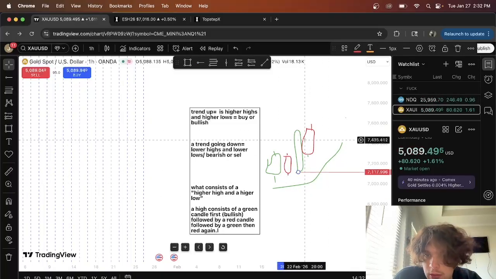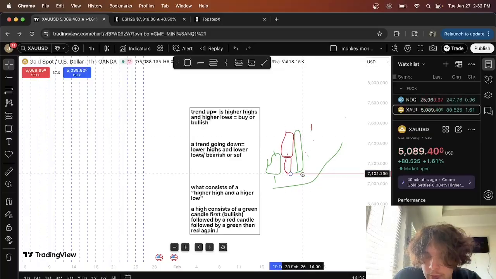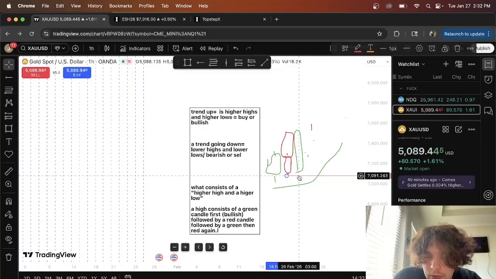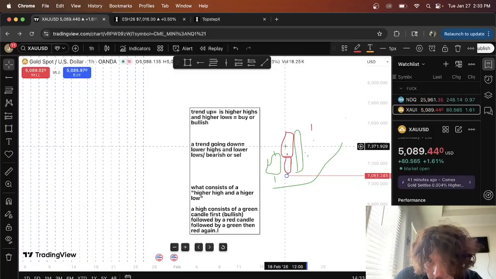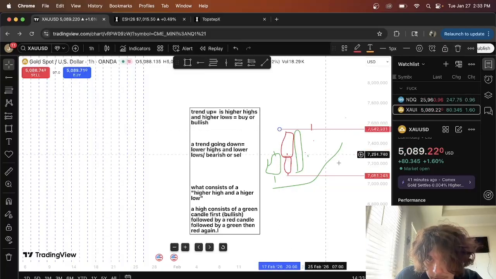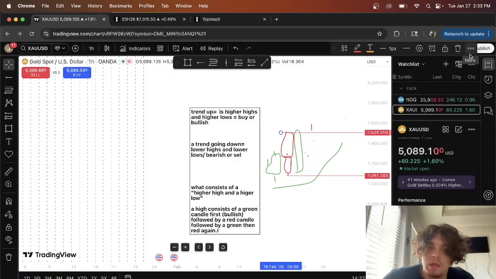Let's pretend this is a whole candle, right? The low of the 2 points would be right there. Red followed by green, that's a low, okay? But green followed by red, that would be the high of this, right there. Well, not exactly, but right there, right?